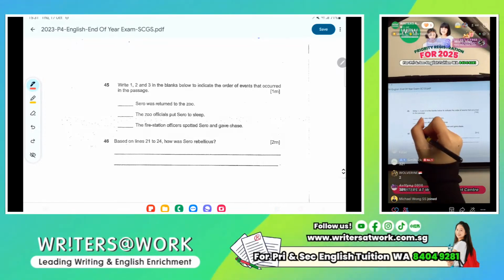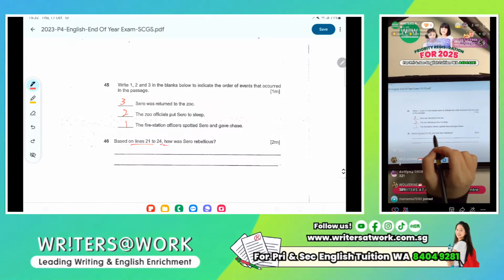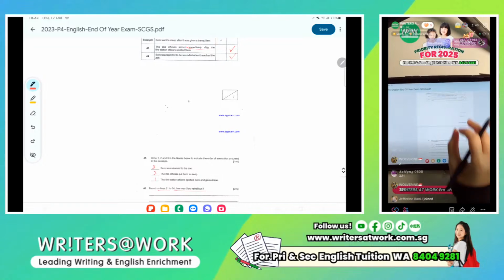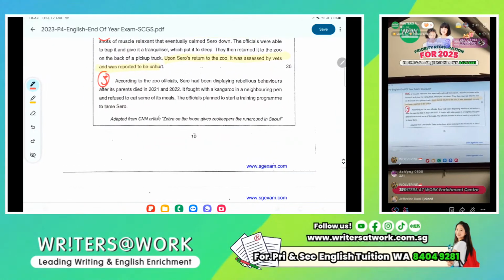Yes. The fire station officer spotted him first. Then they put him to sleep. And then Sarah was returned to the zoo. So this is why it is 3, 2, 1. Very well done. Okay, question 46. Based on lines 21 to 24, how was Sarah rebellious? Which is the fourth paragraph.